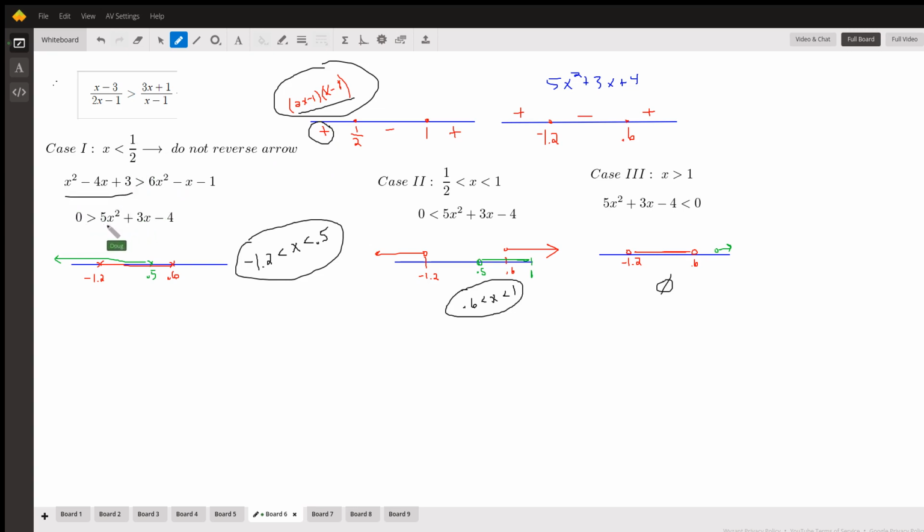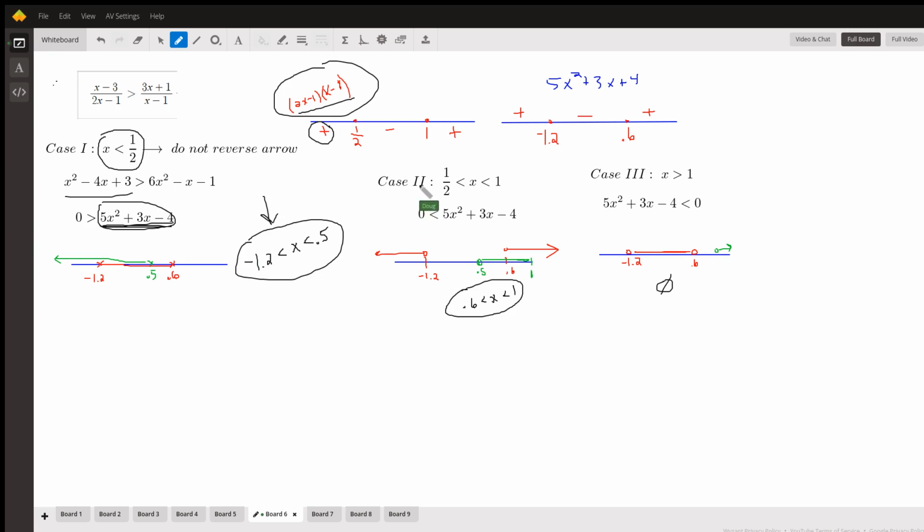I get 0 is greater than that 5x squared plus 3x minus 4, or this is less than 0. And we saw from the previous board that this function is less than 0 between negative 1.2 and 0.6. But we have to intersect that with the given that we're letting x be less than 1/2. So there's the intersection from negative 1.243 to 0.5. That's where those two solution sets overlap. So there's one solution set.